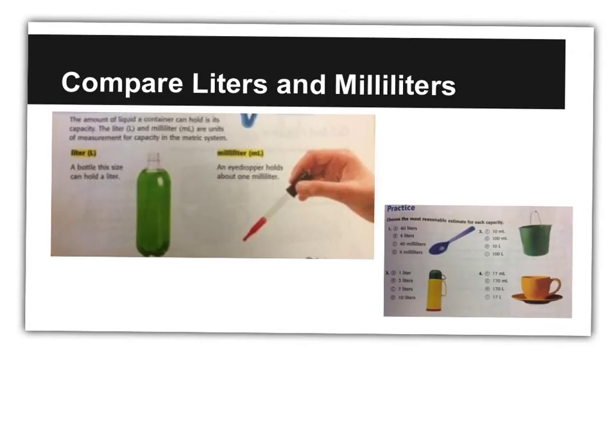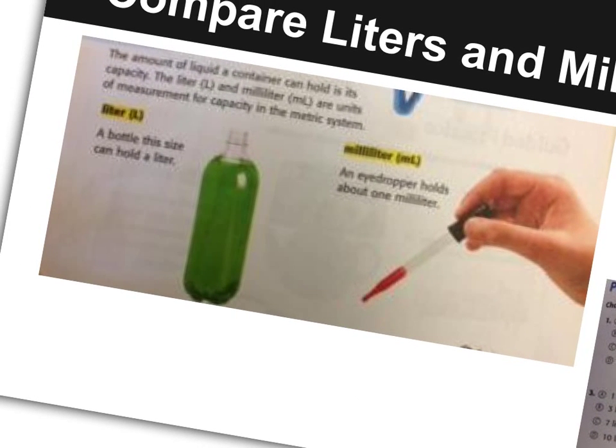Now we're going to work on getting a benchmark to understand how big a liter and a milliliter are. So first we can look at this. It says the amount of liquid a container can hold is its capacity. The liter, capital L, and milliliter, lowercase m, capital L, are units of measurement for capacity in the metric system. A liter can be represented by a liter water bottle. And a milliliter is an eyedropper, which holds about 1 milliliter of liquid. So there's a picture of the milliliter right there.